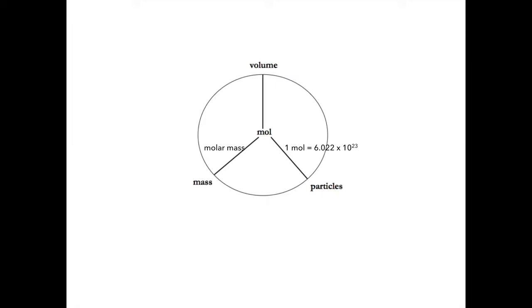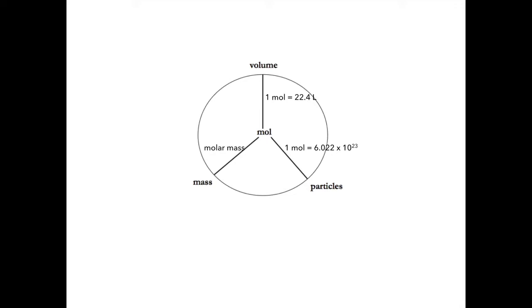Well, if you have a gas and it is at standard temperature and pressure, we call that STP. That's a very specific temperature and a very specific pressure, okay? Then the volume of any gas is going to be the same. The volume of 1 mole of gas is going to be 22.4 liters, no matter what the identity of the gas is.